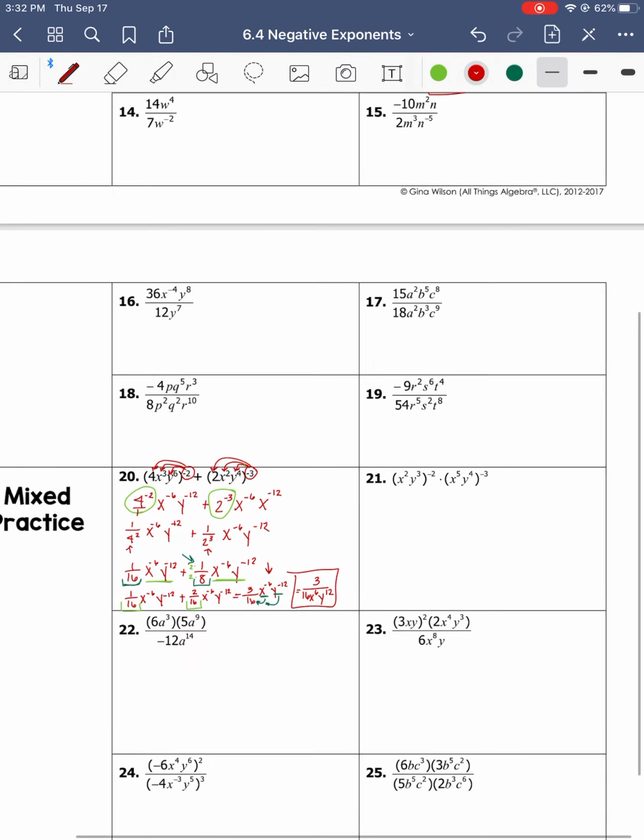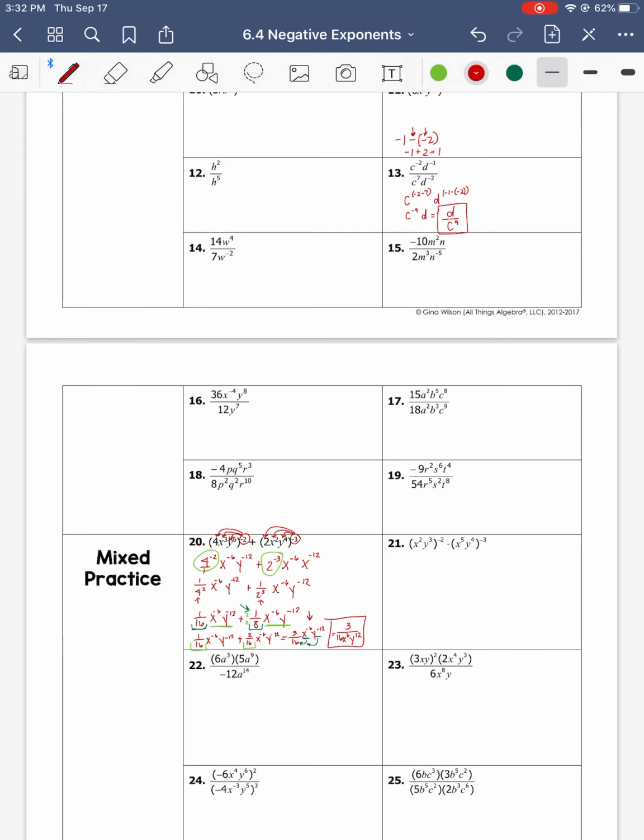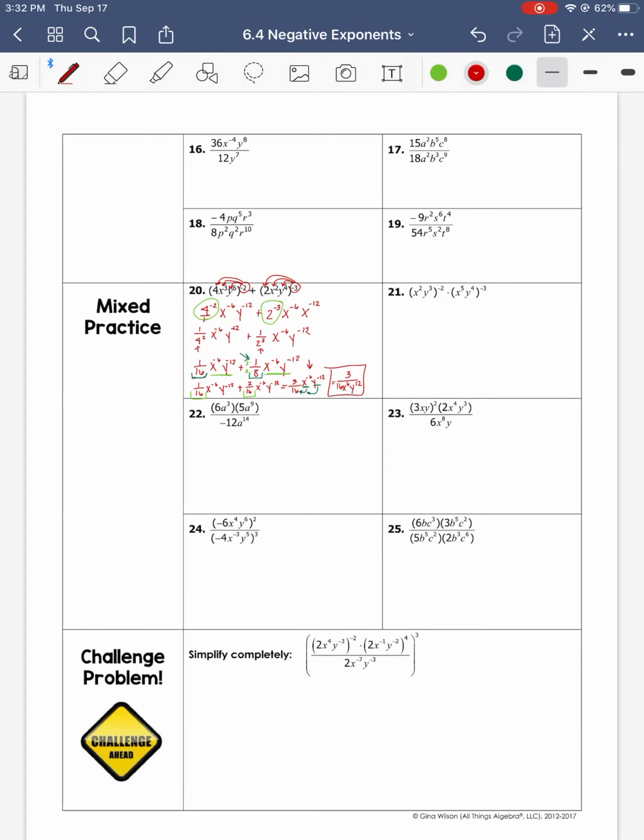Okay, so that kind of had a little bit of everything in there. All right, so try these other ones on your own. Here's a challenge problem. I highly recommend you do this challenge problem to help you on the quiz and homework.